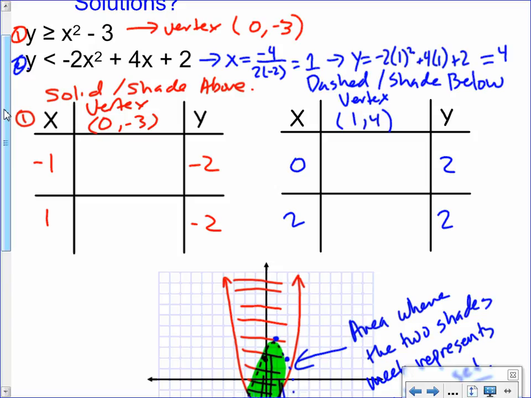The solution is what? Just on the graph. Since it's an area, there are an infinite amount of solutions. Every point that's possible in that graph is a solution, so we're not going to list them all. Okay, here we go.